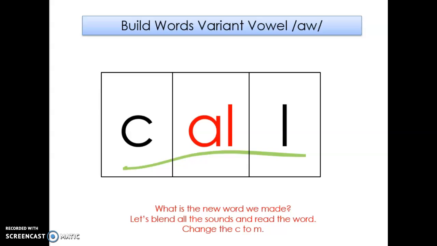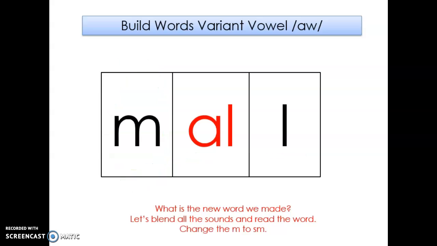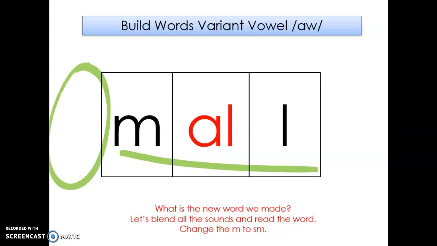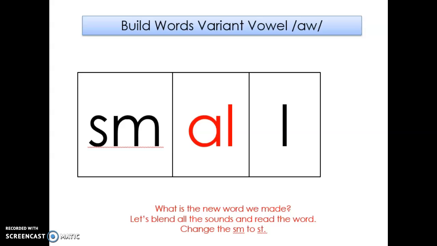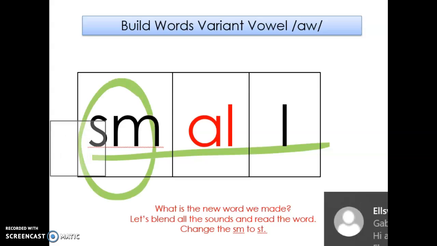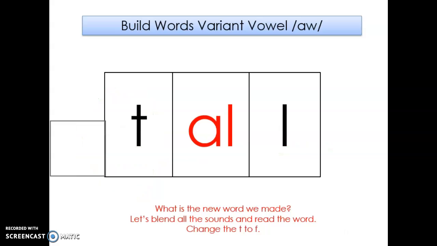What's the word? Change C to M. Think. Say the new word: mall. What's the word? Add an S at the beginning of the word. Think. Say the word: small. What's the word? Change SM to ST. Think. Say the word: tall.